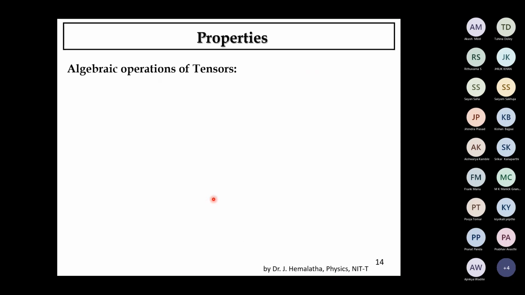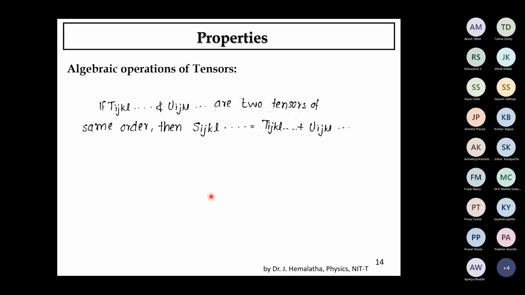Now let us go to the properties of tensors, algebraic operations of tensors. Look at this. If T ijkl, I think you can understand what this is. This is a tensor of higher order rank, that is nth rank. You can generalize it, a tensor of order n, and u suffix ijkl etc. That means this is another tensor of order n.